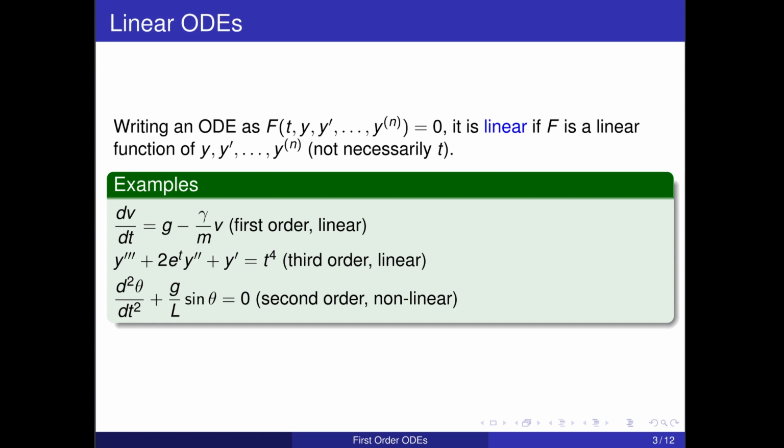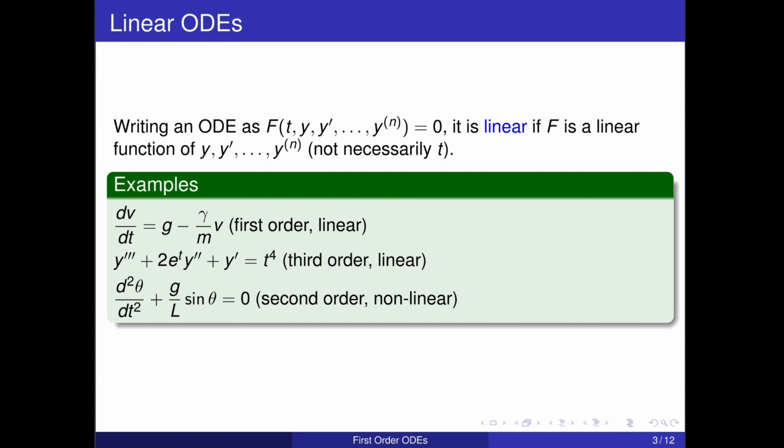And another piece of terminology is to say whether a differential equation is linear or not. So if you write your ODE as collecting everything onto the left-hand side, you can write it as some big function, capital F, of t, y, and all of the derivatives, set that equal to 0. And we'll say that ODE is linear if this function, capital F, is linear as a function of y and all the derivatives. It does not necessarily have to be linear as a function of t.